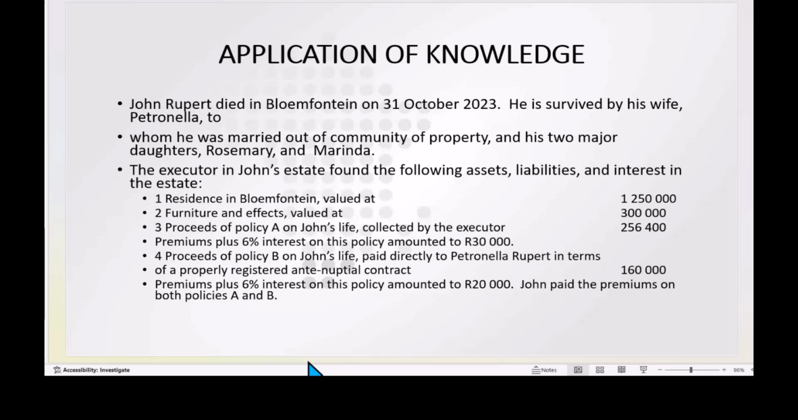Okay. Remember we said there are exemptions to the policies, né? So the exemption says when the proceeds are payable to the surviving spouse or child of the deceased person under a duly registered anti-nuptial or post-nuptial contract, then that policy will be exempt from being part of your deemed property, or from your property. So we wouldn't include this one because it would be exempt. Okay. But you would still list it under your deemed property, but you would just mention that this one is exempt and you would not have an amount next to it.